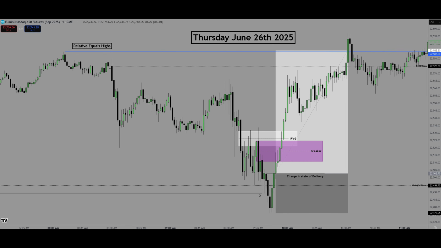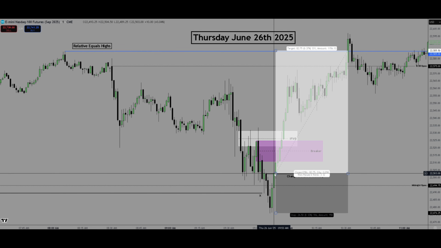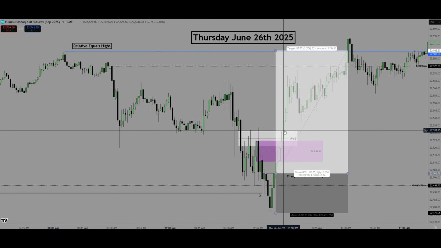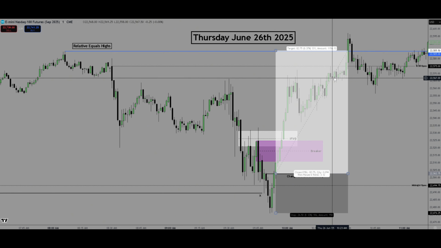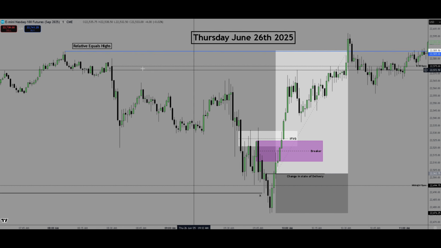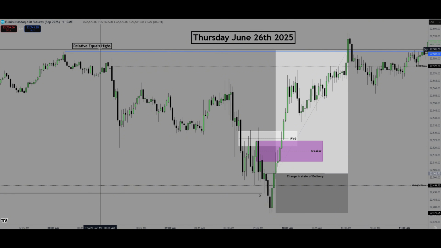This example is from this last Thursday. Waited for 9:30 open to manipulate lower to take out sell-side liquidity, then start to displace higher. In this case, there weren't any retracements to get into the trade, so you would have to use candle closes above the change in the state of delivery. This comes with experience, knowing when to enter, but if the manipulation is there and you have a draw on liquidity above, it is high probability to trade towards your target.